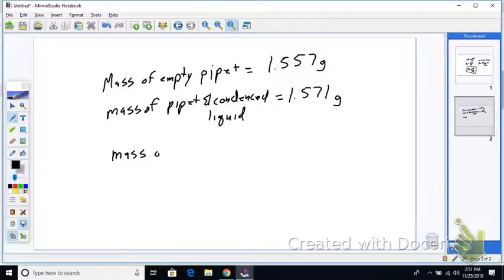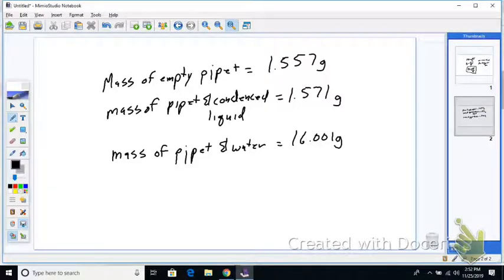Okay, so here's the deal. Mass of pipette and water. On this part, I don't think I'm going to have you do it. I'm going to do that for you, because I think what will happen is they're all going to be really close to one another. So I'm going to do that one for you. But it's 16.001 grams.